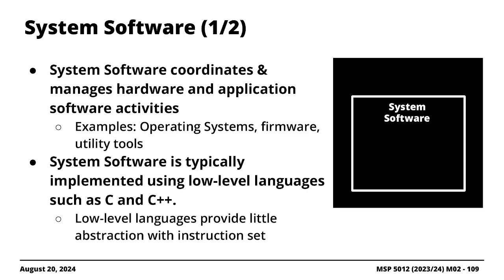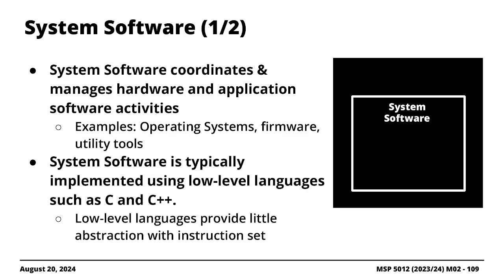But anyway, so what system software does in essence is it coordinates and manages hardware and application activities. And this obviously makes sense, because if you remember, we said that in as much as we use application software most of the time when we want to tell the hardware what to do, application software does not interact with the hardware directly. In most instances, it goes through system software.